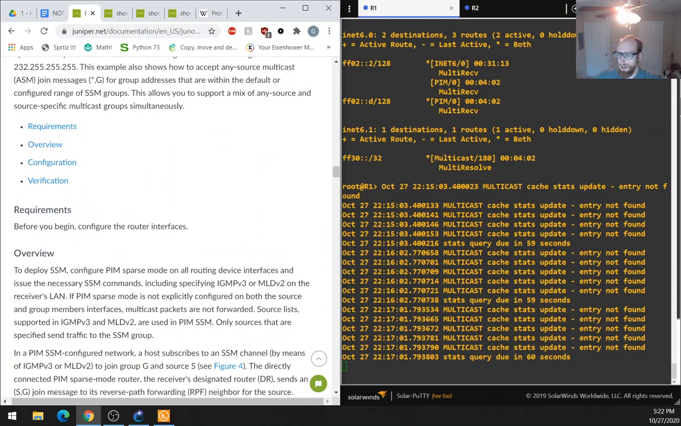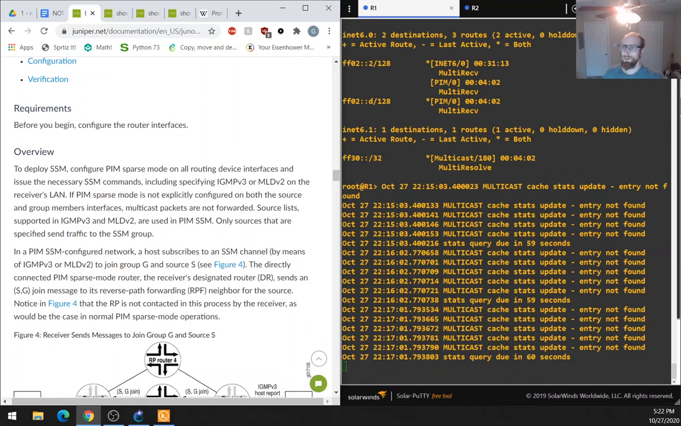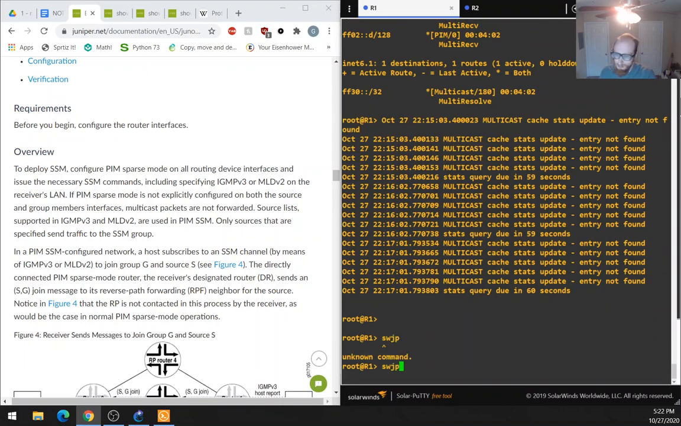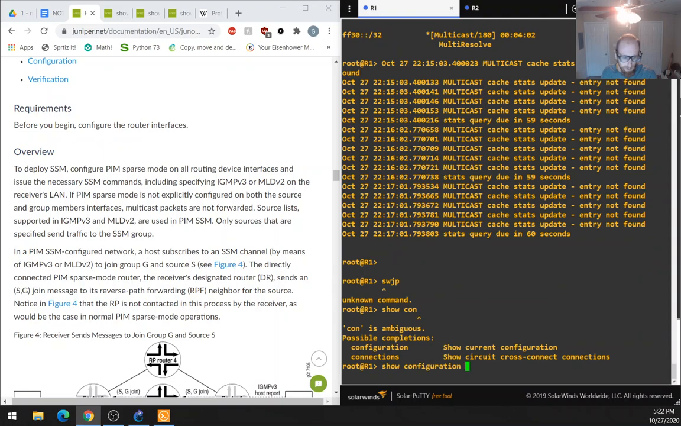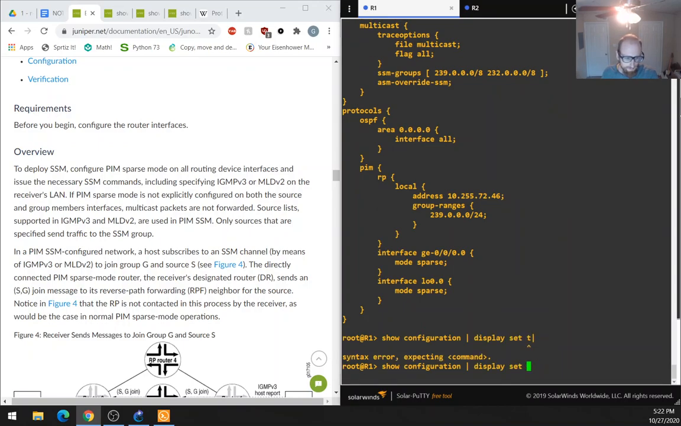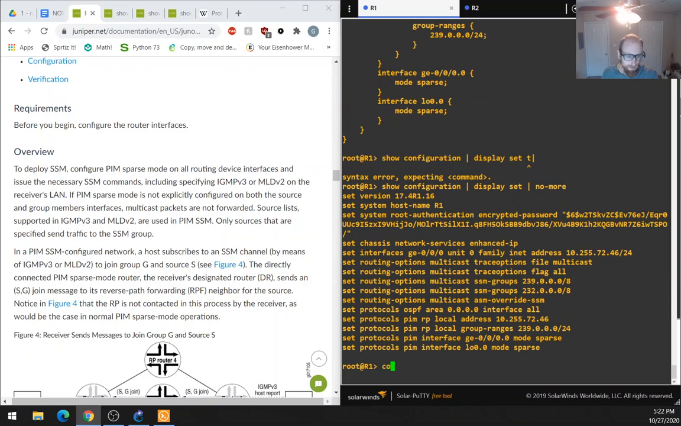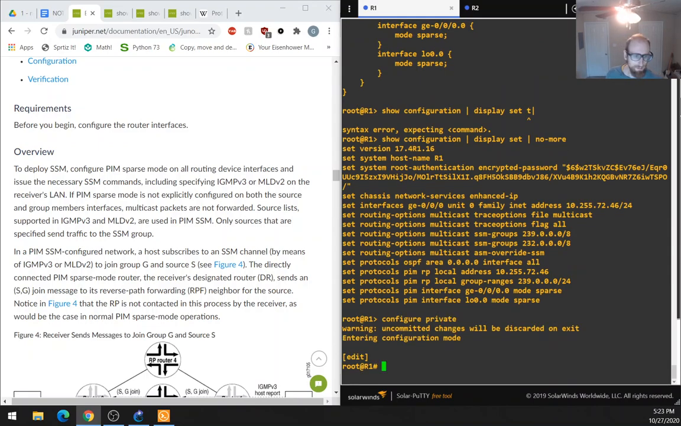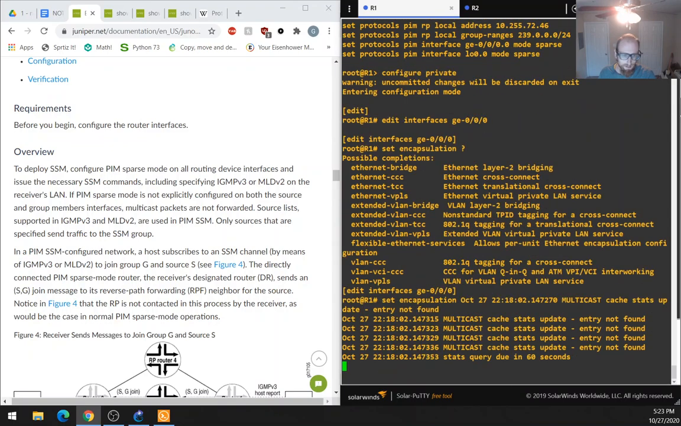So it looks like I also need to enable PIM sparse mode on the interface, and then I think they gave me the necessary SSM commands, but let's see if we can enable PIM sparse mode on the interface and just Google it out and figure it out. So I mean, the thing is, this looks like this is the command that configures PIM sparse mode, but maybe we need some sort of family, something like that. Let's take a look. So maybe there's like an encapsulation for multicast. Nope, don't see anything like that. I wouldn't think there would be.